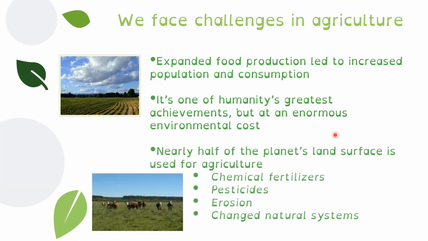So nearly half of the planet's land surface is used for agriculture. So this means that for agriculture, we have chemical fertilizers, pesticides, erosion, changes in natural systems. We are impacting the actual physical land to grow ourselves food, both plant food, but also cattle and livestock.